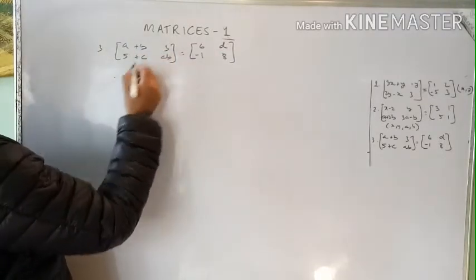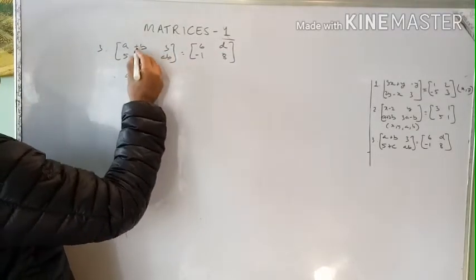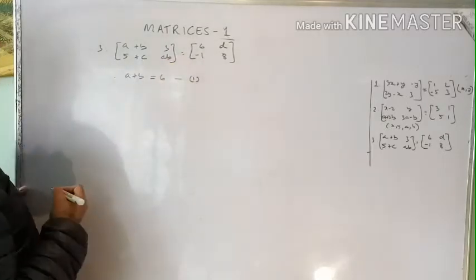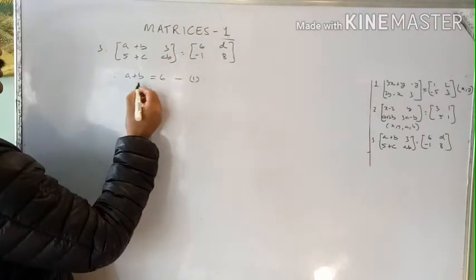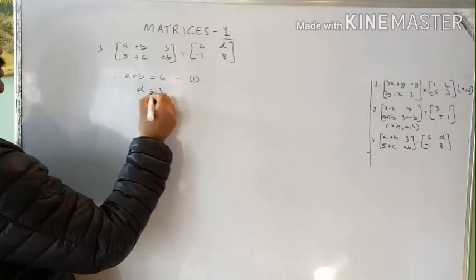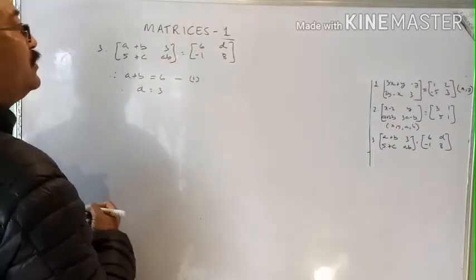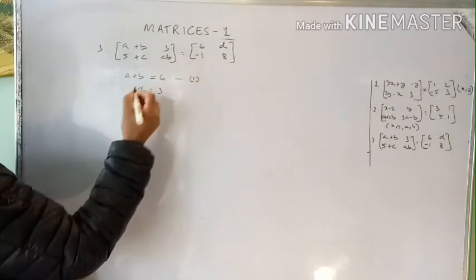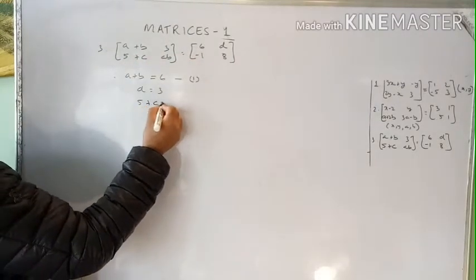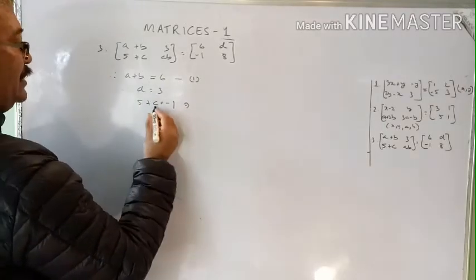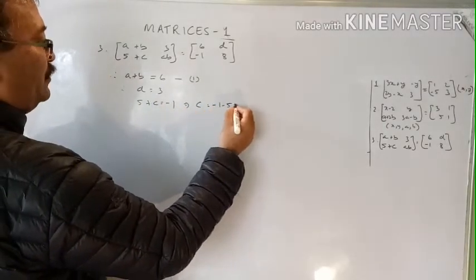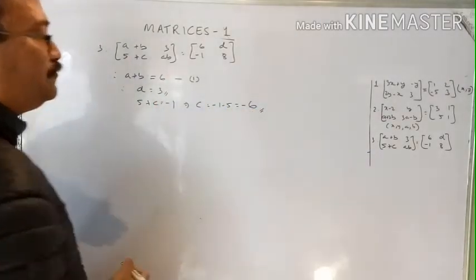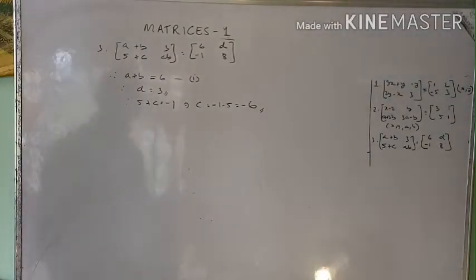Therefore, here a plus b corresponds to 6, so a plus b equals 6. That's two variables, equation number 1. Then 3 equals d, so d equals 3. Next equation, 5 plus c equals minus 1, so c equals minus 1 minus 5, which is minus 6. So the d and c values are found: d equals 3, c equals minus 6.